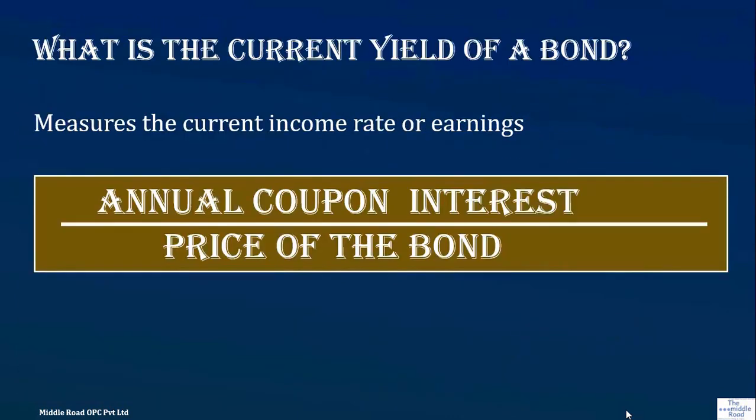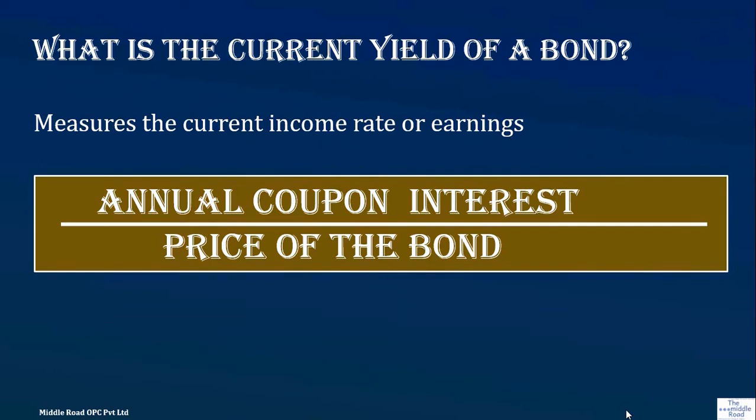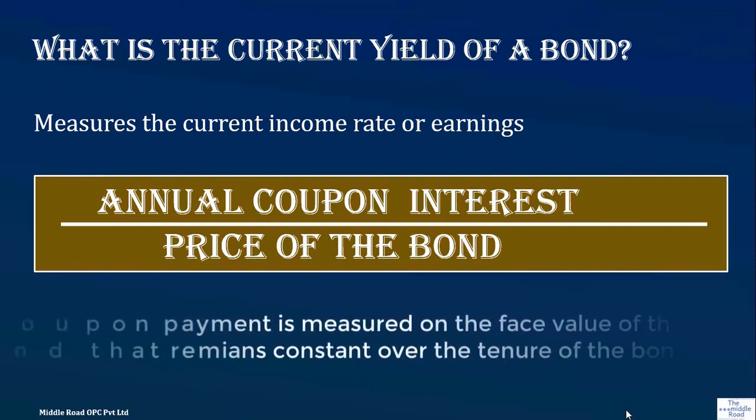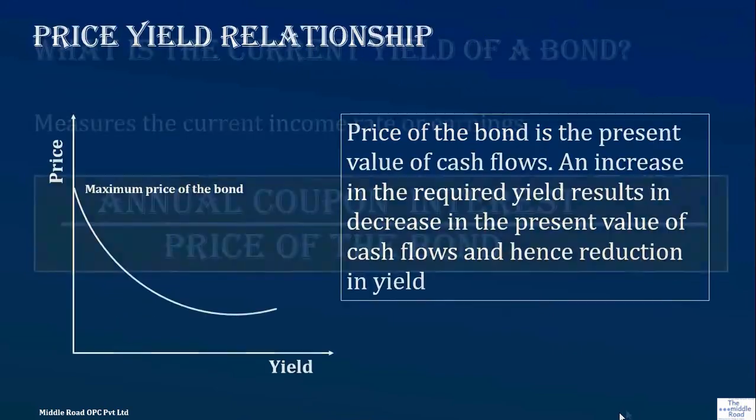So whenever we're talking about yield, we're talking about current yield. Current yield is annual coupon interest divided by the price of the bond. Since the price of the bond keeps on changing, the annual coupon interest will always remain the same on the face value of the bond. The price of the bond will keep on changing, hence the yield. If the price goes up, the yield comes down.